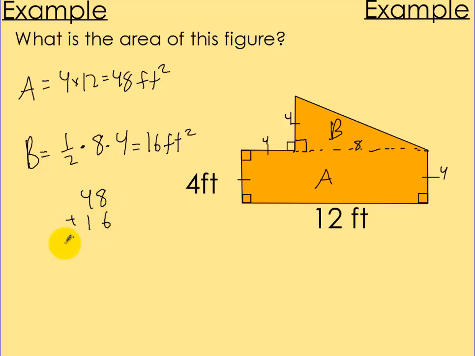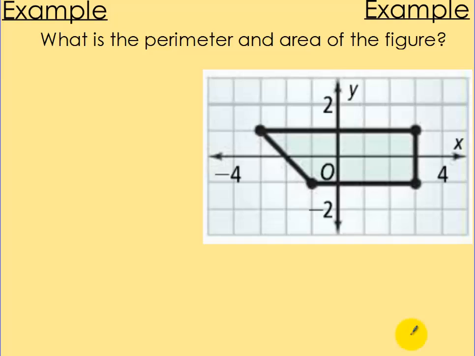So adding up 48 plus 16, you're going to get 4, carry a 1, 64 feet squared. There's your answer. I'll pause. 3, 2, 1. Okay, so what's the perimeter and area of this figure?